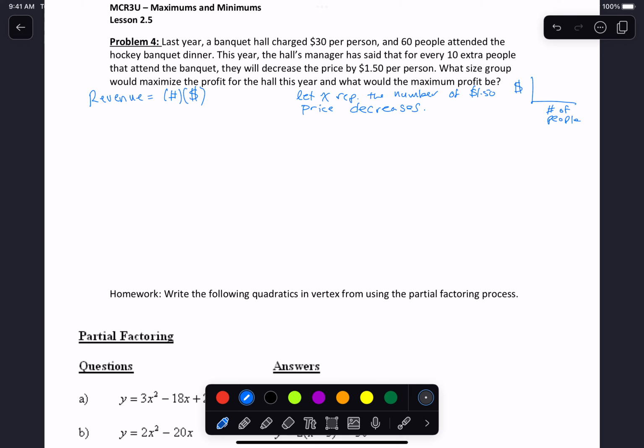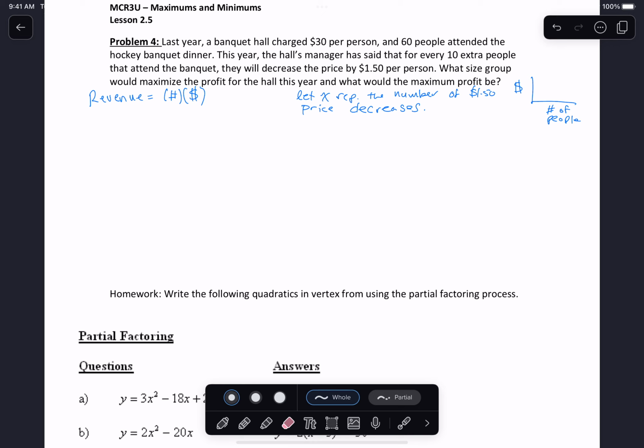Okay? You see these revenue questions, they're a number and something. It doesn't matter what it is. There's lots of questions in homework: tickets for a bus company, figuring out what to charge for a ticket to maximize revenue, banquet halls, whatever.